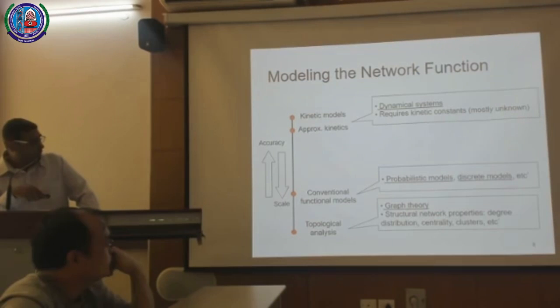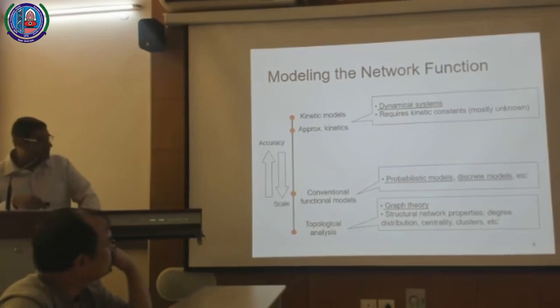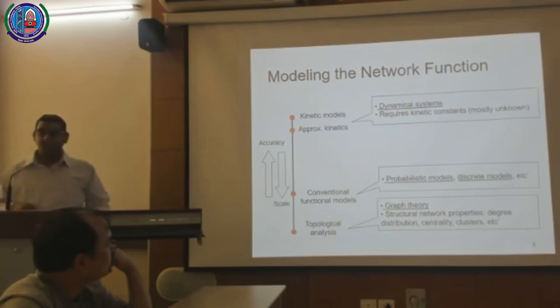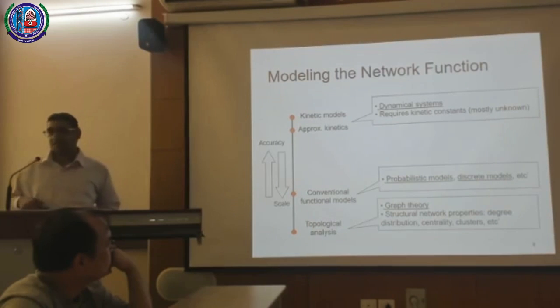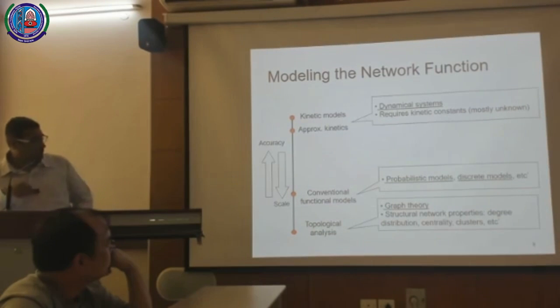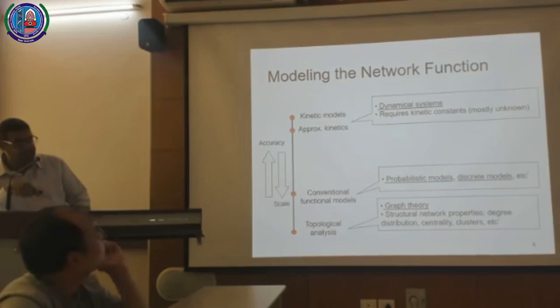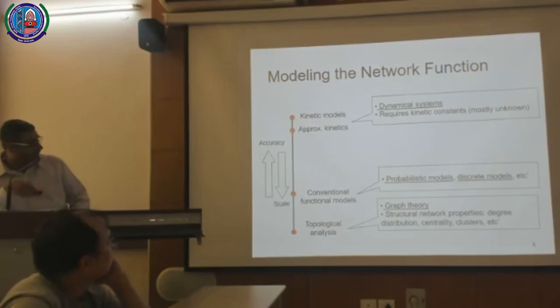Now it is coming to the conventional functional models. Most researchers do this because it doesn't require much data. You should have some probabilistic models and some discrete models. If you start here, you are just below halfway of accuracy. But at least the scaling of the network and the network function you can understand.